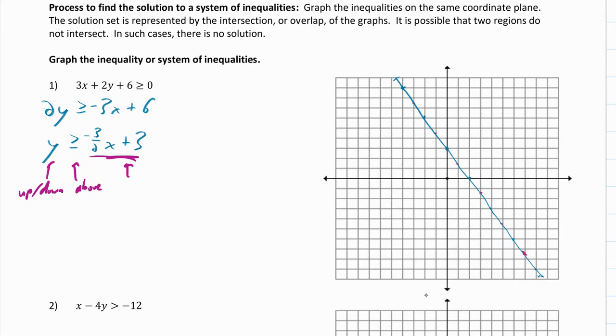this line. So that's one reason that I know that I'm going to be shading this region right here, because that region is above the line, meaning all the y values are more positive than this line is.